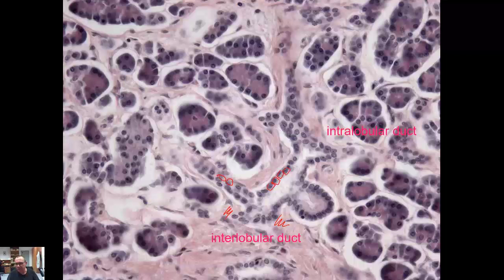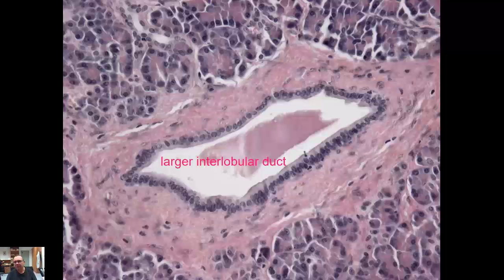Interlobular ducts, which are situated in the septum between lobules, and so which are surrounded by more connective tissue, have simple cuboidal epithelium. And here are some bigger, larger interlobular ducts, where the epithelium on one side is still simple cuboidal, but on the other side simple columnar epithelium is gradually developing. So yes, the interlobular ducts, which are surrounded by a high amount of connective tissue, are lined with simple columnar epithelium.